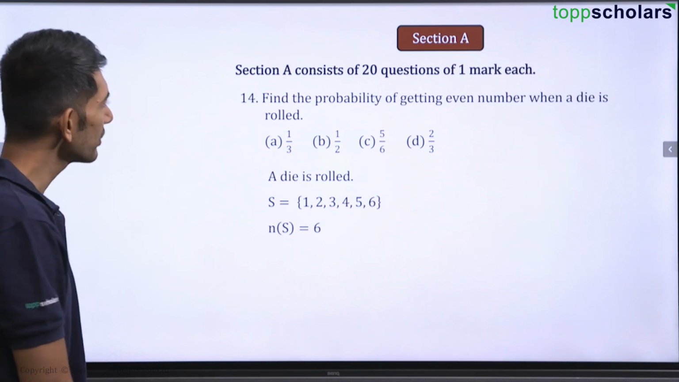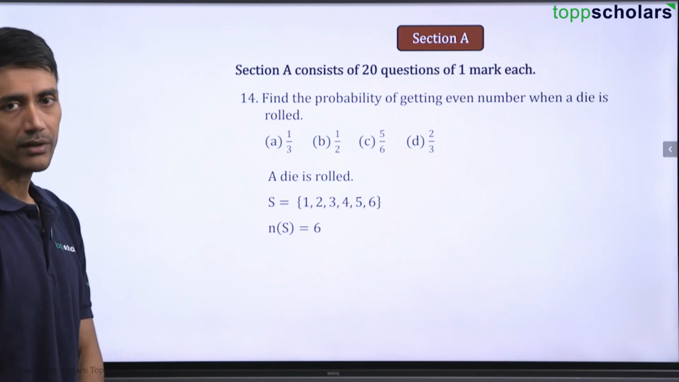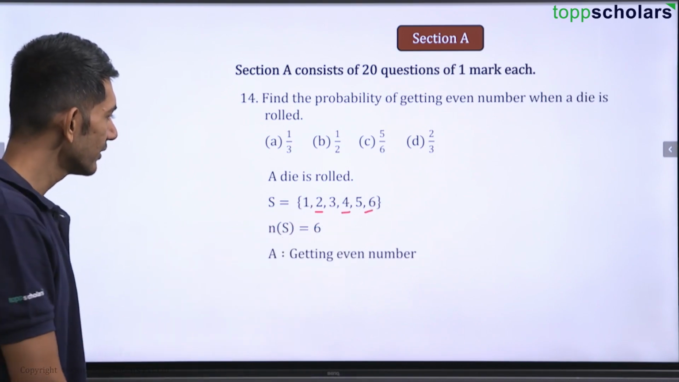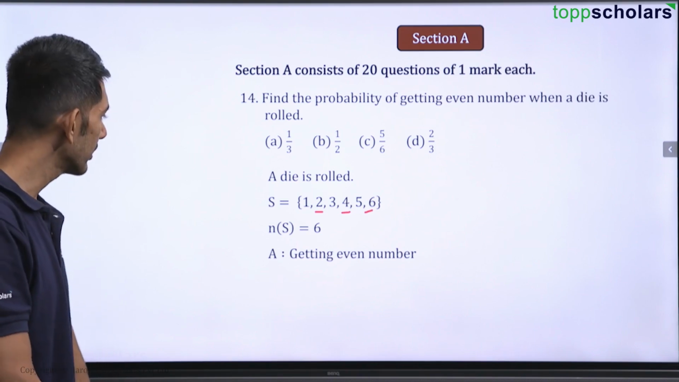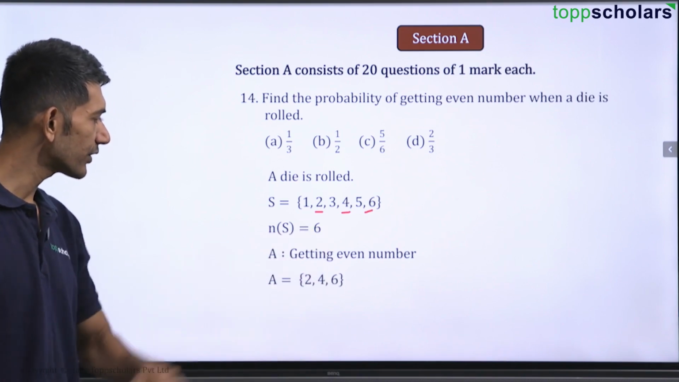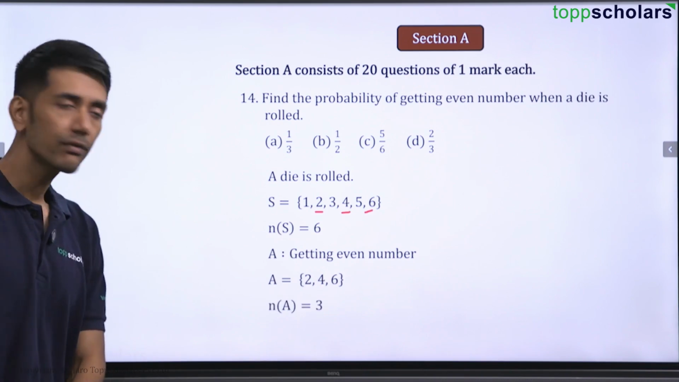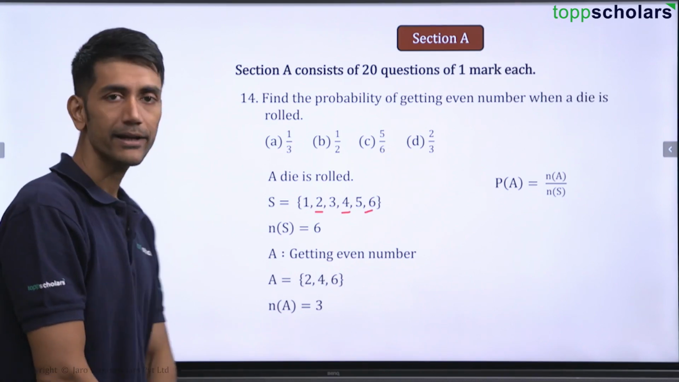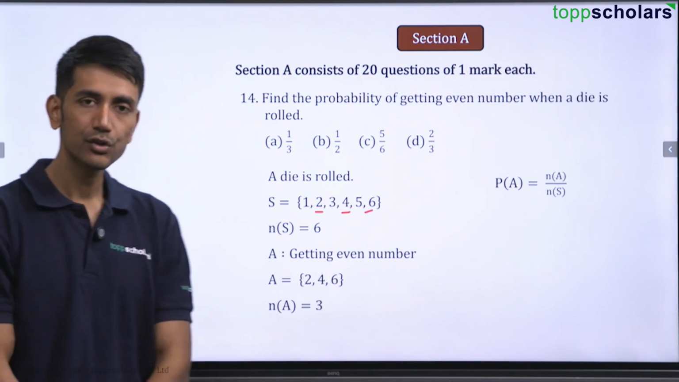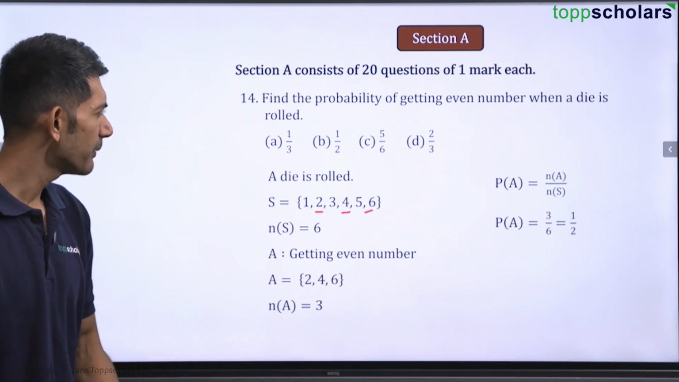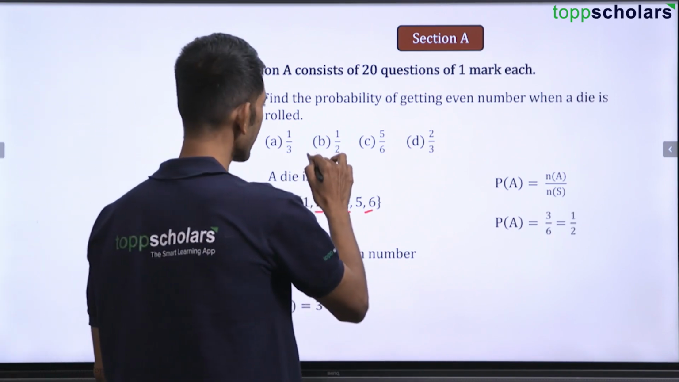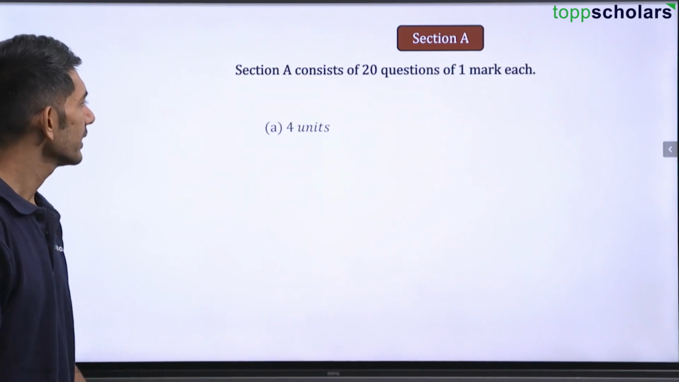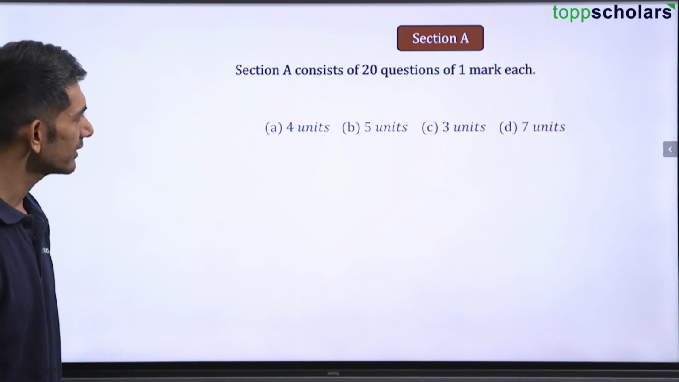Now once you have 6 possibilities and we are talking about an even number, how many even numbers are there? 2, 4, 6 are even numbers, right? So if A is an event of getting an even number, in A we'll have 2, 4, 6. So what will be n of A? n of A will be 3. So what will be the probability of A? The probability of A will be n of A by n of S, that is equal to 3 by 6, which is nothing but half. And the probability of getting an odd number is also half, right? Perfect.